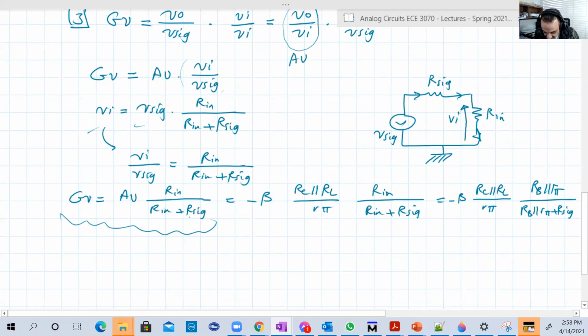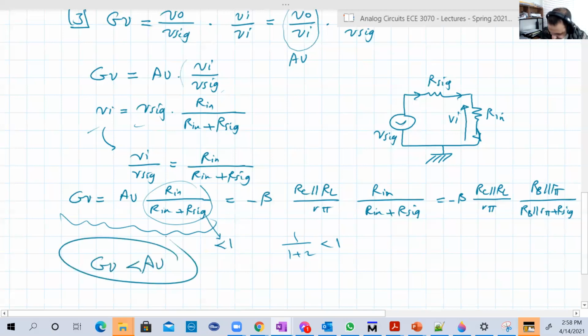So our input over our input plus our signal. Put any numbers, like 1 and 2. If our input is 1 and our signal is 2, then 1 over 1 plus 2 is less than 1, right? Put any number for our input and our signal, and you will find that this is always less than 1. So basically GV is less than AV.